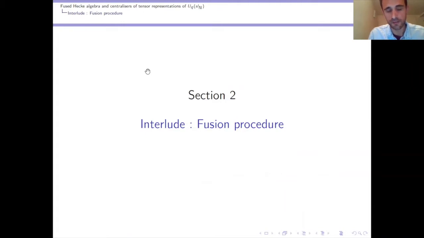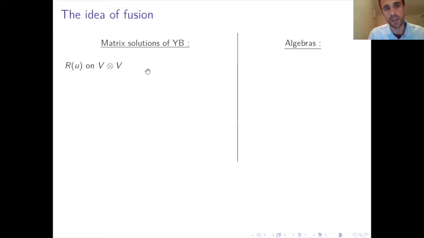Right, so let me make a very short interlude about the fusion procedure. So you see in the title, we are going to call this object the fused Hecke algebra. So I feel obliged to speak a little bit about the fusion procedure. So let me explain very quickly the idea of fusion, and these are the main ideas behind all the later constructions. So the idea of fusion is like this. It has something to do with the Yang-Baxter equation. It's really something which was created in the study of the Yang-Baxter equation.